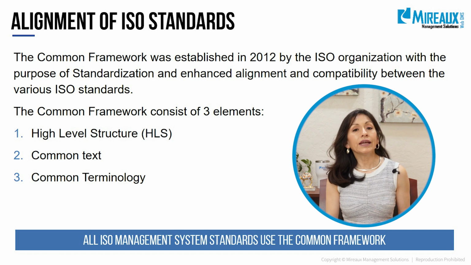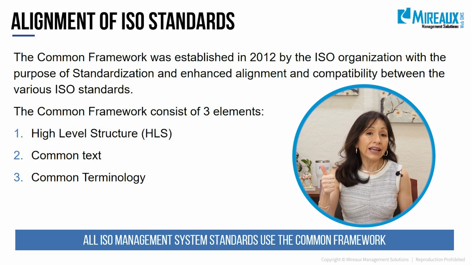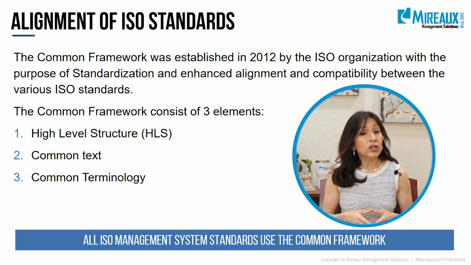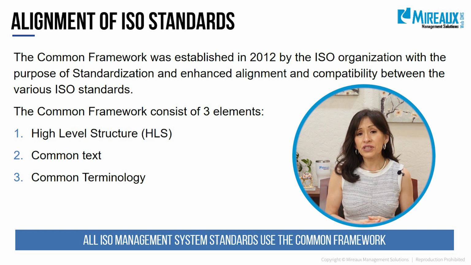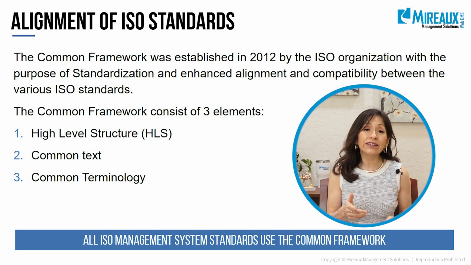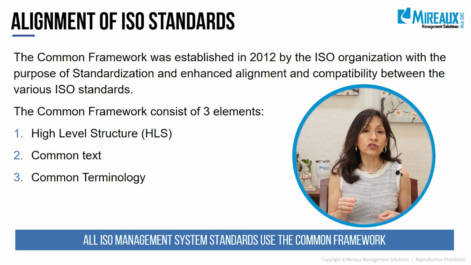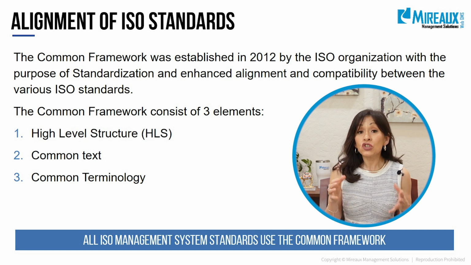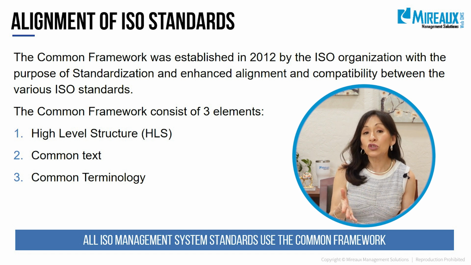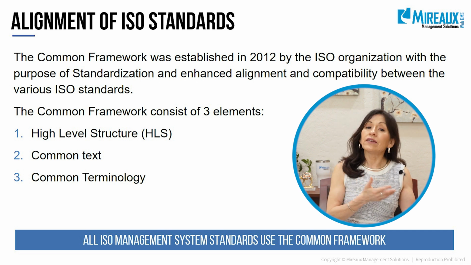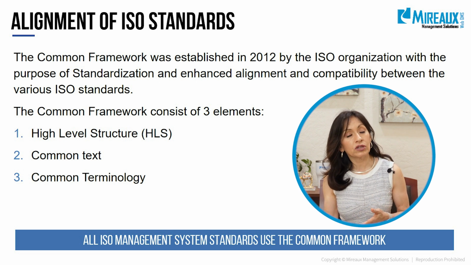This common framework is built on three core elements: a high-level structure, often called HLS, common core text for many requirements, and common terminology and definitions. The main goals here are to standardize how standards themselves are developed and to make it much easier for organizations to use different standards together, which is a huge plus if you're trying to build an integrated management system. For example, combining your quality, ISO 9001, and environmental, ISO 14001 systems.